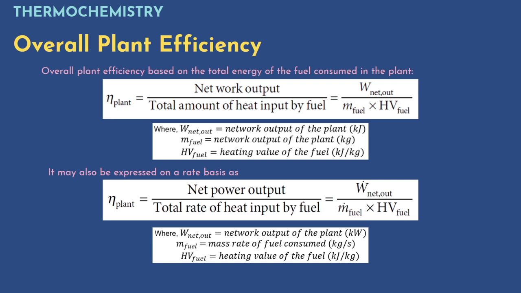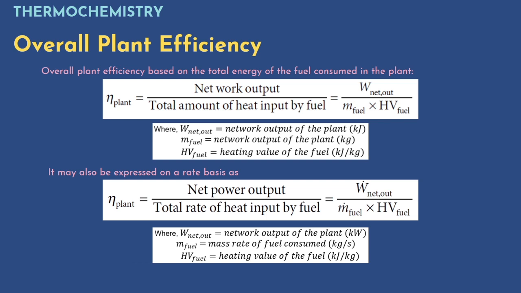Overall plant efficiency. Overall plant efficiency is based on the total energy of the fuel consumed in the plant. η plant is equal to net work output over total amount of heat input by fuel, which is equal to W net out over M fuel multiplied by HV fuel, where W net out is equal to the net work output of the plant, M fuel is equal to the mass of fuel consumed in kg, and HV fuel is equal to the heating value of the fuel in kJ/kg.